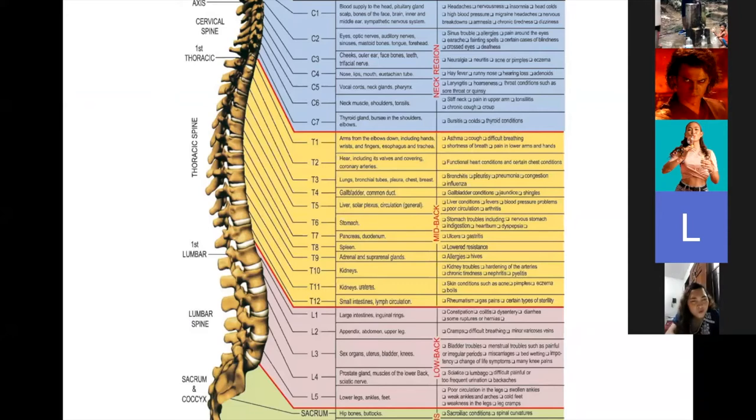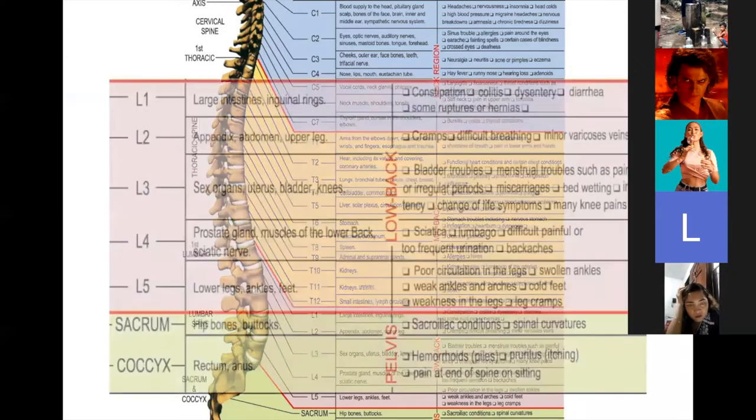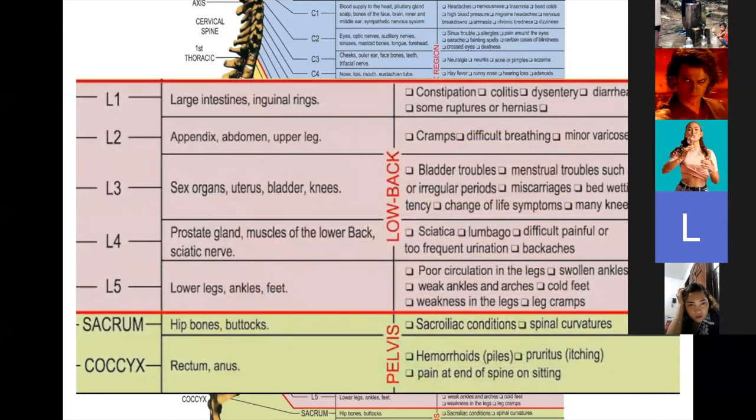Because the nervous system is the master control system, it can cause almost anything. Now, we're going to stay with the low back, so we're going to look at what the low back can cause. And we can see that depending on where it is, we can have different problems, right? L1 usually goes to the large intestine. So we can get things like Crohn's, colitis, irritable bowel syndrome, constipation, diarrhea, right? L2 goes to the appendix, also goes to the small intestine, right? So we can also get digestive problems there, and it goes to the upper leg.